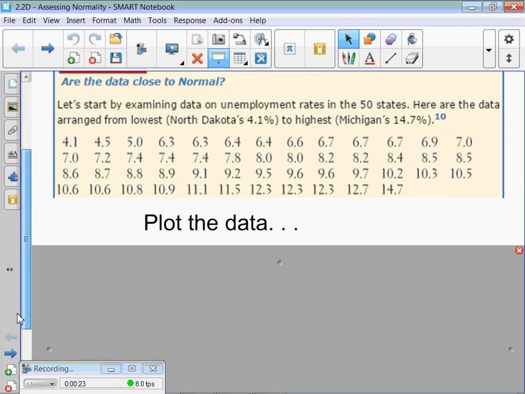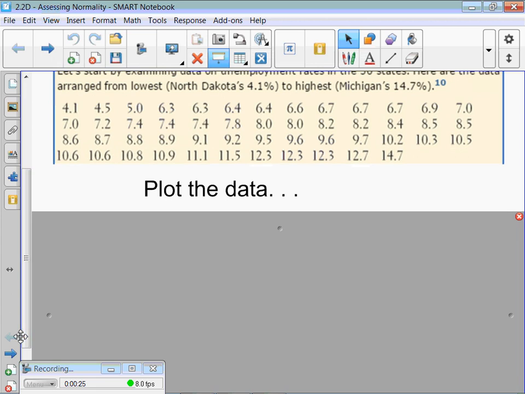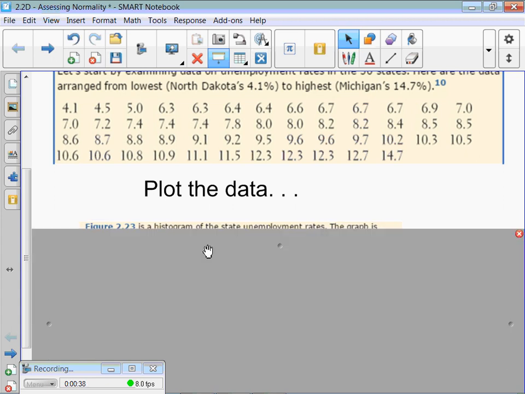We're going to plot the data. So yes, I want you to enter this in your calculator. If it's not perfect, don't freak out, but let's get it as close as we can just to practice this. So go to your lists and spreadsheets and enter all of the data.